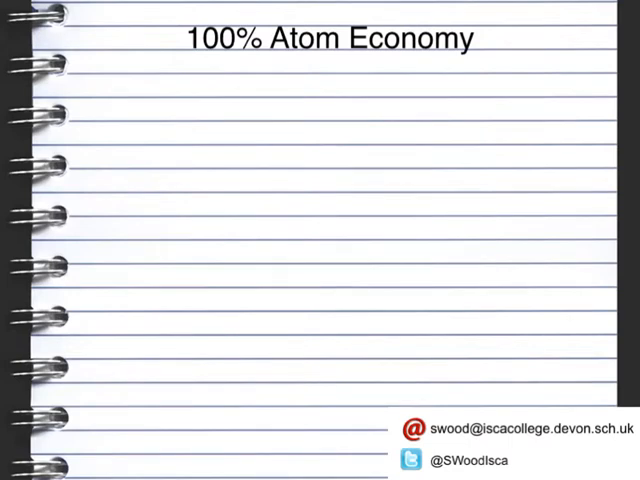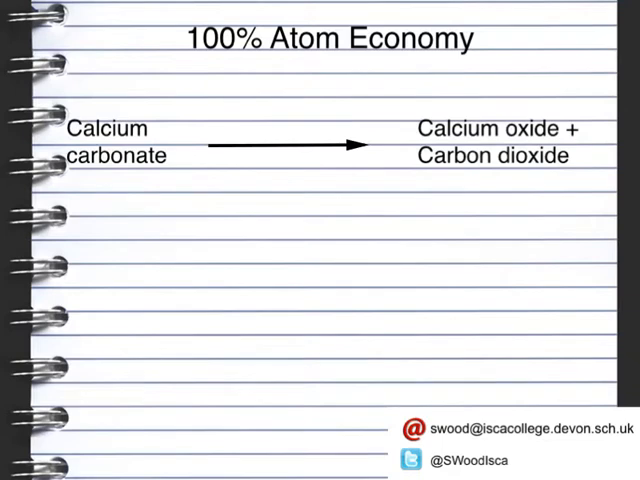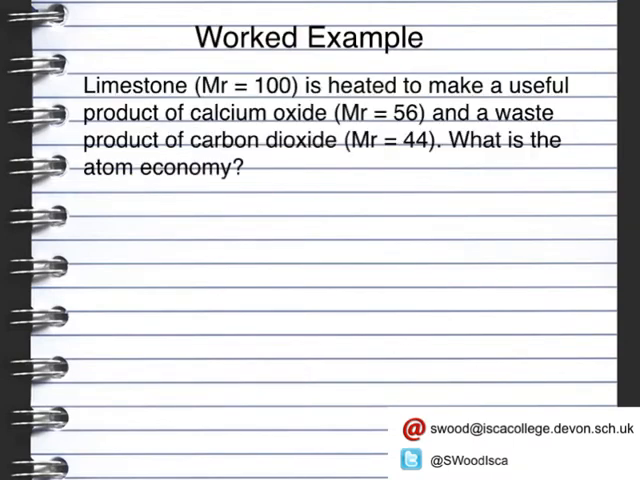Now, in order to get a 100% atom economy, you need to have all of the products being a desired product. So if we look at one of the reactions we've seen before, where calcium carbonate will decompose to make calcium oxide and carbon dioxide, if the calcium oxide and the carbon dioxide are desired products, then we will get a 100% atom economy. Now, the highest atom economy rates are when we have the least amount of products that are wasted.